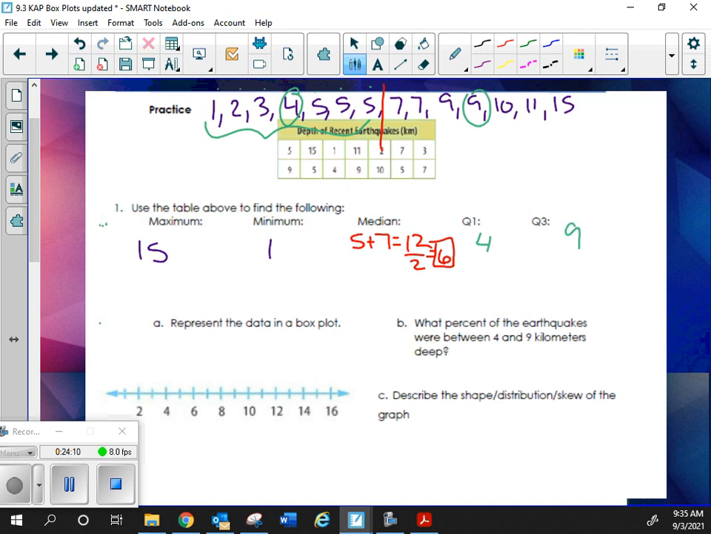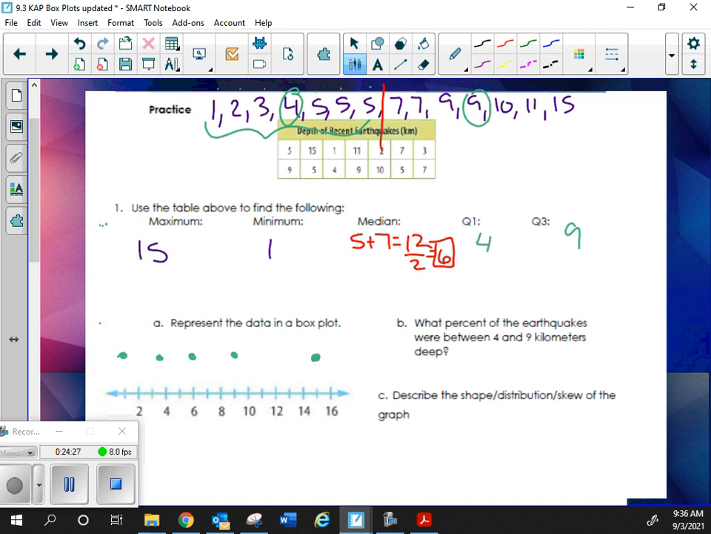Box plot. I need to plot those 5 numbers. I've got one on 1. I've got one on 15. I've got one on 6. I've got one on 4, and I've got one on 9.